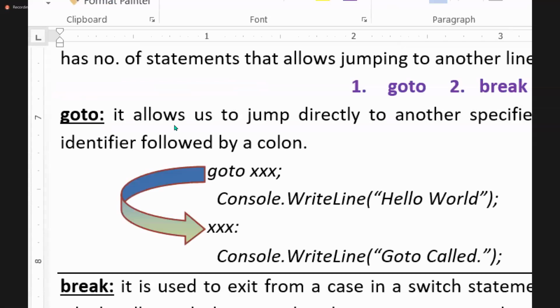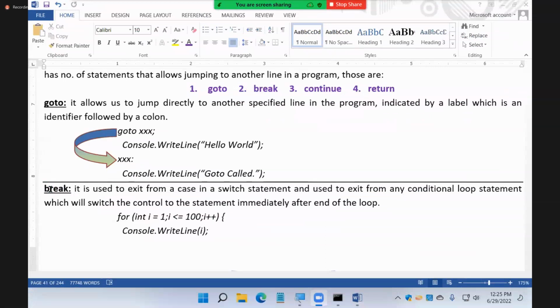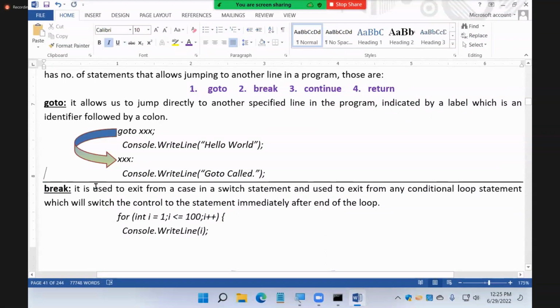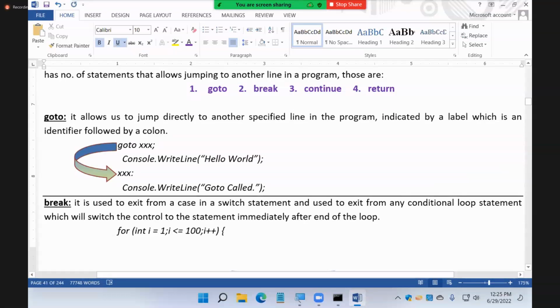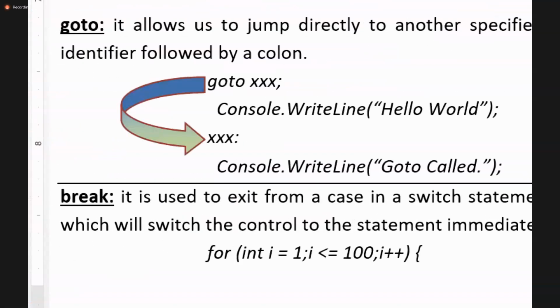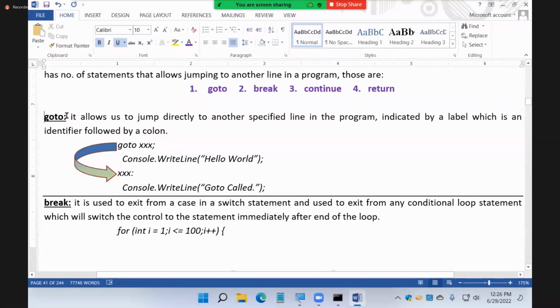Anything followed by a colon is what we call a label. It is just an identifier followed by a colon. So when I use that, the control automatically jumps from that line to the label line. Are you clear? I just showed you with an arrow mark to make you understand. The control jumps from here to here. This is the first jump statement.